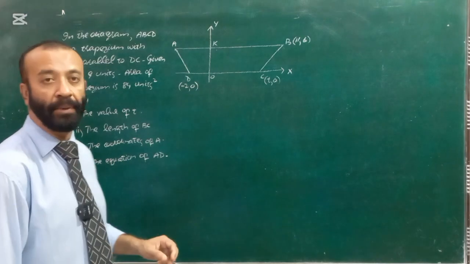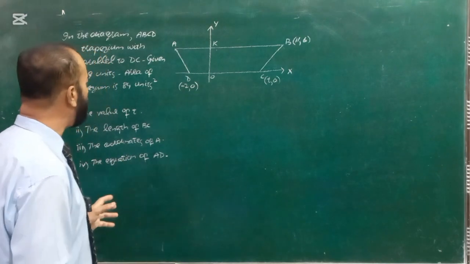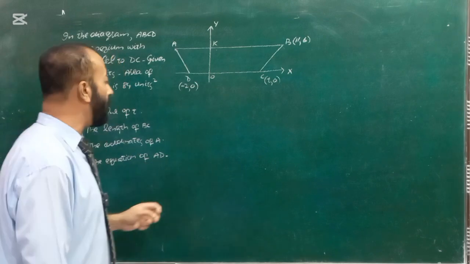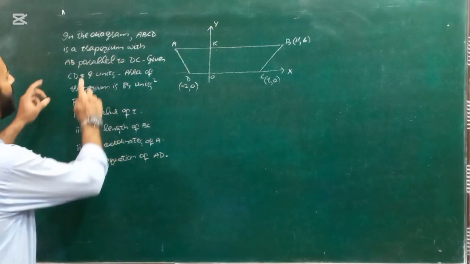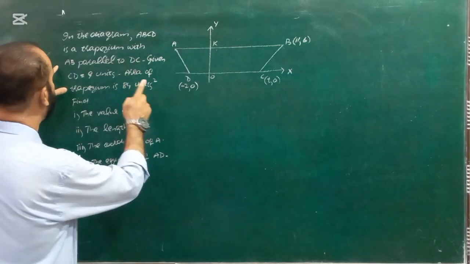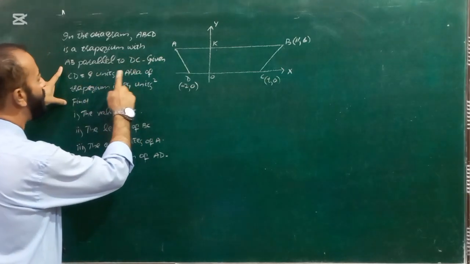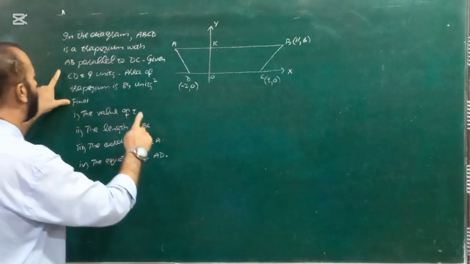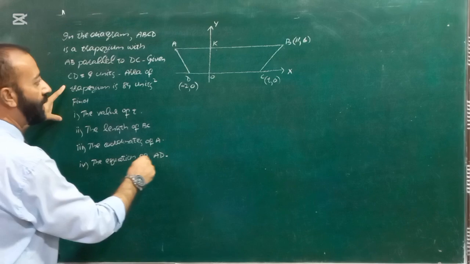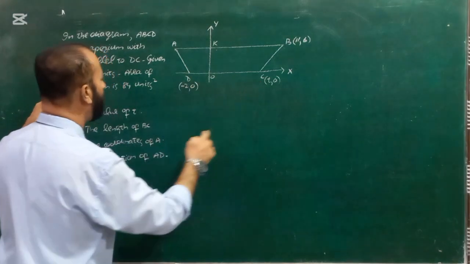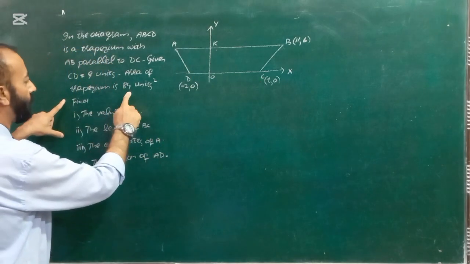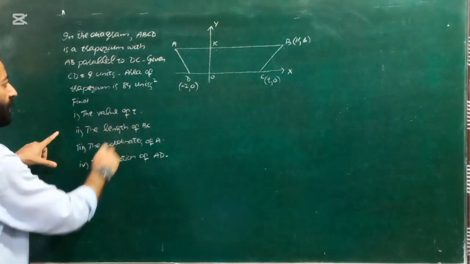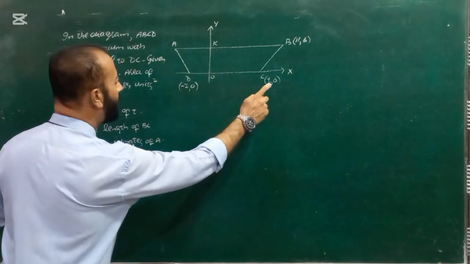This is the most important question. So you have to concentrate now, because this is a question of paper number 2 of your O-level mathematics subject. So look now, in the diagram, ABCD is a trapezium with AB parallel to DC. So AB parallel to DC. Given that CD is equal to 9 units, so this length is given, that is 9 units. Area of the trapezium is also given, that is 84 units square. Find the value of t. So the value of t is required.